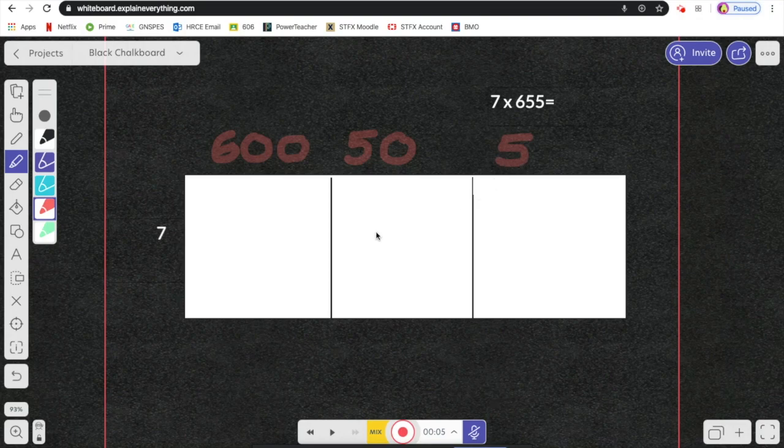Now I'm going to do the exact same thing that I do with division, except rather than dividing 7 into 600, I'm going to multiply. So 7 times 6 is 42, and I'm going to add my 2 zeros. 7 times 5 is 35, but this time, because there's only 1 zero, I'm only going to add 1. And then 7 times 5 is 35 again.